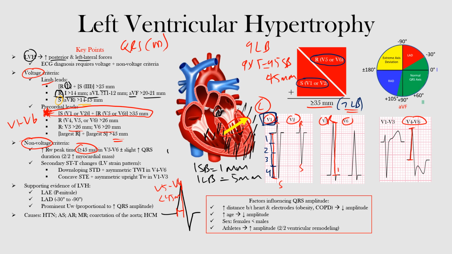Now there may also be a slight increase in QRS duration, and this is due to an increase in the myocardial mass, okay? More mass to go through, more ventricular depolarization, so things are going to just take longer. In addition, we can see secondary ST segment and T wave changes, which represent ventricular repolarization abnormalities due to the hypertrophied left ventricle. This has been referred to as a left ventricular strain pattern.